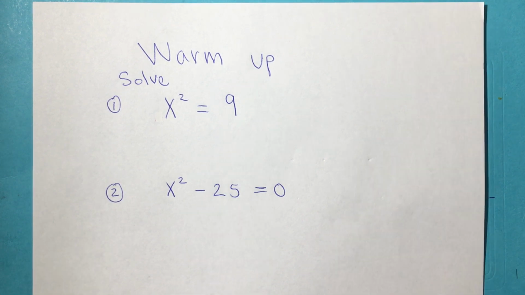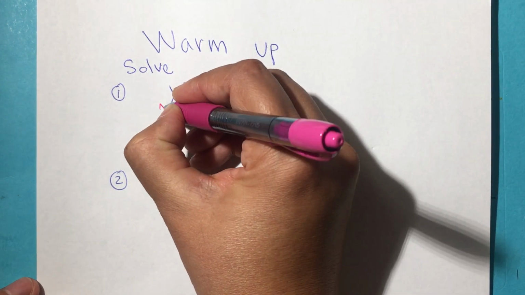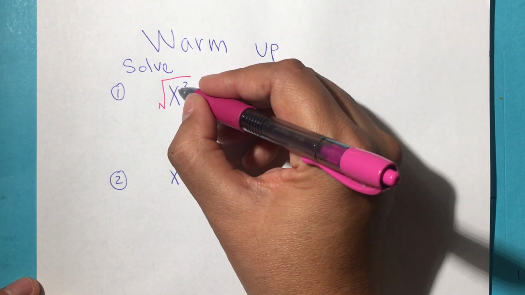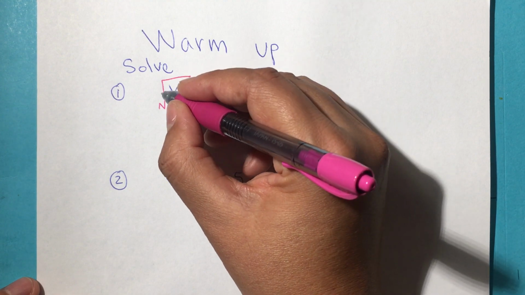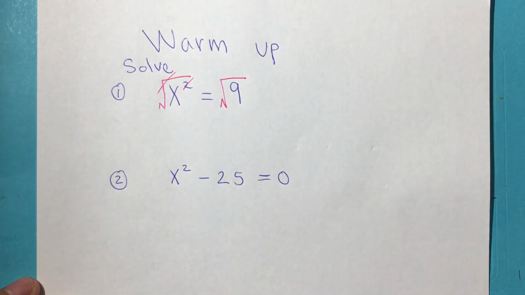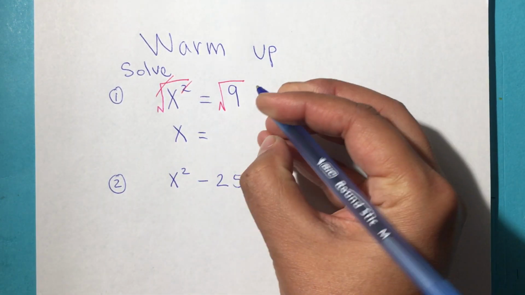Okay, for our warm-up, solve for x. Pause the video and take a couple of minutes, and then come back. Okay, hopefully you did that already. To solve for x in here, we're going to get rid of that square by taking the square root. They cancel, but if you do it to one side, you will do it to the other. And so we get x in here.